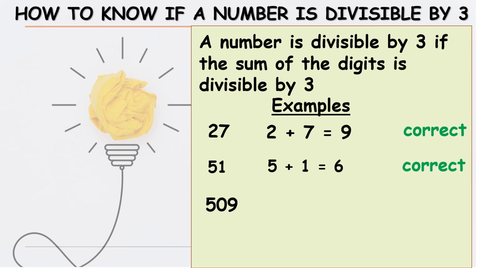Let's look at more examples. We have 509, and we want to know whether this number is divisible by 3. So we'll add the individual digits. 5 plus 0 plus 9 is equal to 14. Is 14 divisible by 3? 14 is not divisible by 3 without a remainder. So therefore 509 is not divisible by 3.